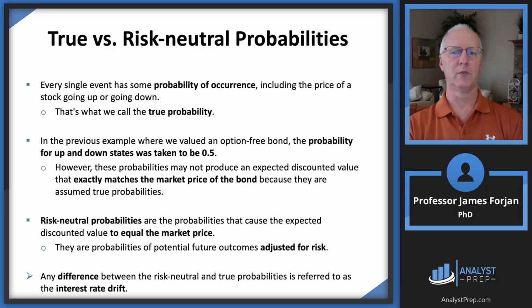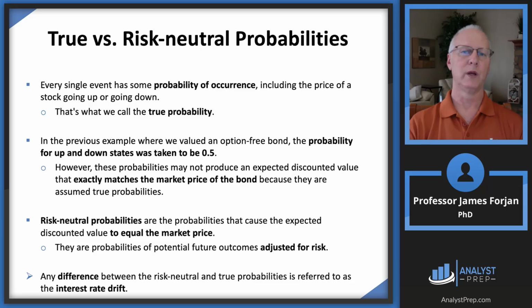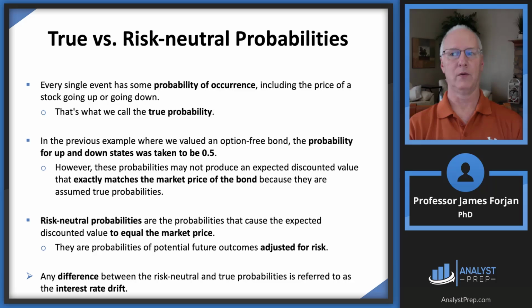All right. So notice what I have in that top block point up there. Every single event has some probability of occurrence, right? That's what we call the true probability. And many, many times we don't know what that true probability is. So I have in bold, the probability for an up and down for those down states was half. However, these probabilities may or may not produce an expected discounted value that exactly matches the market price of the bond. Because what we do is we assume that those are true probabilities. And we probably don't know what those true probabilities are.